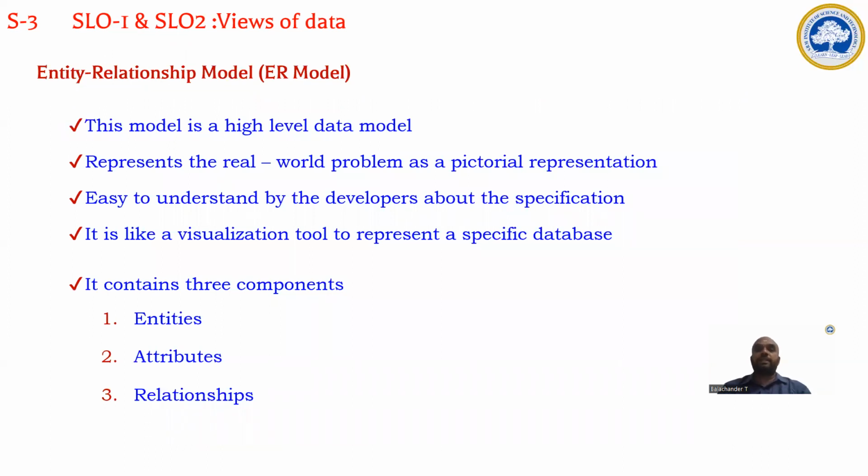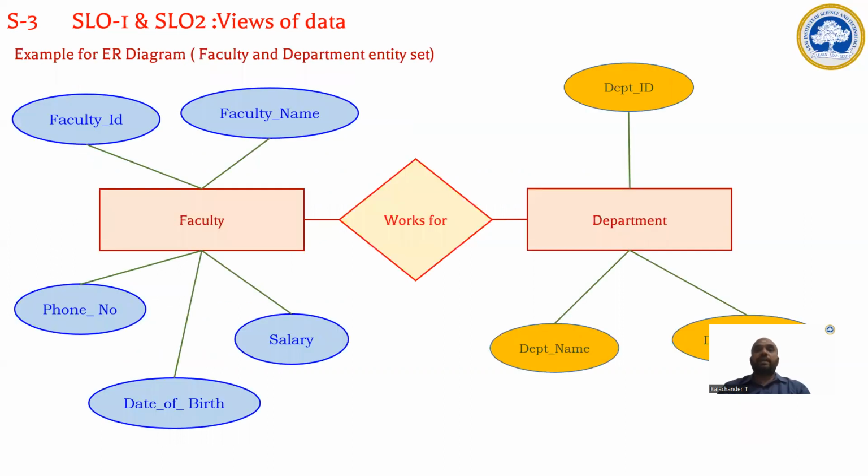Next is the entity-relationship model. The entity-relationship model uses a collection of basic objects called entities, and relationships among those objects. An entity is a thing or object in the real world that is distinct from other objects. Here we have the entity-relationship diagram of the faculty and department entity sets. Faculty is one entity and department is another entity. The faculty entity has faculty ID, faculty name, phone number, and other details, and the department entity has department ID and department details.